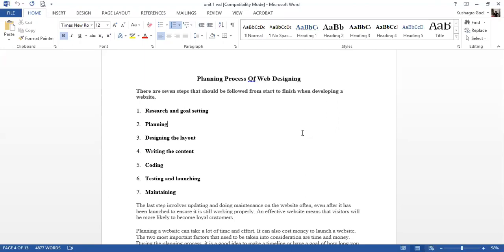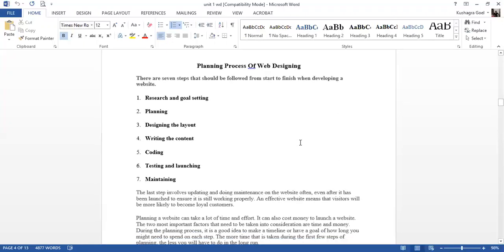Next is designing the layout. We should now design and set how our website should be, how it should look, how it should be visible to others, how it should be presented to others also. Next is writing the content on the website. It is a very important thing. So for it, research should also be done, and then we should write the content for the website.